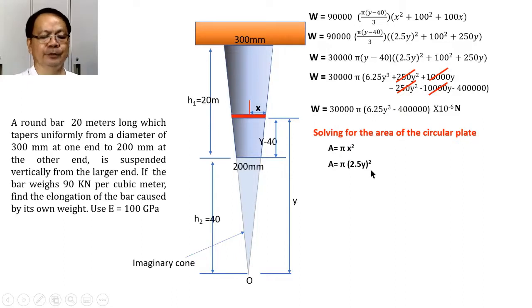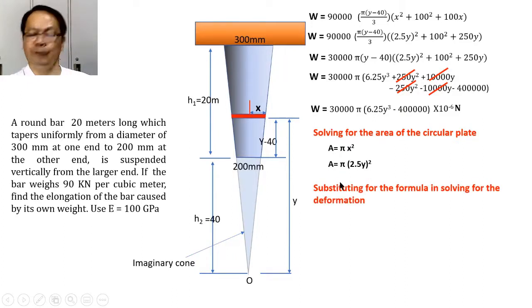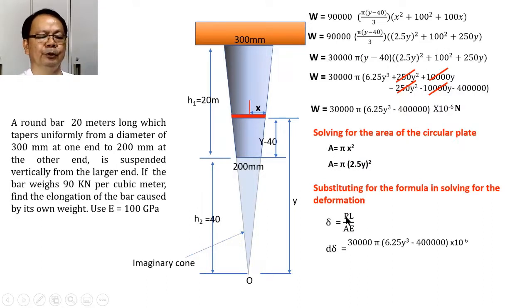And if this will be substituted in the formula for the deformation, the deformation will have a formula equal to PL over A. Let us substitute one by one. What is our P? Our P will be equal to 3,000 times pi, this is the value that we have, times pi times 6.25 y cubed minus 40,000 times 10 to the negative 6. But this is in Newton.